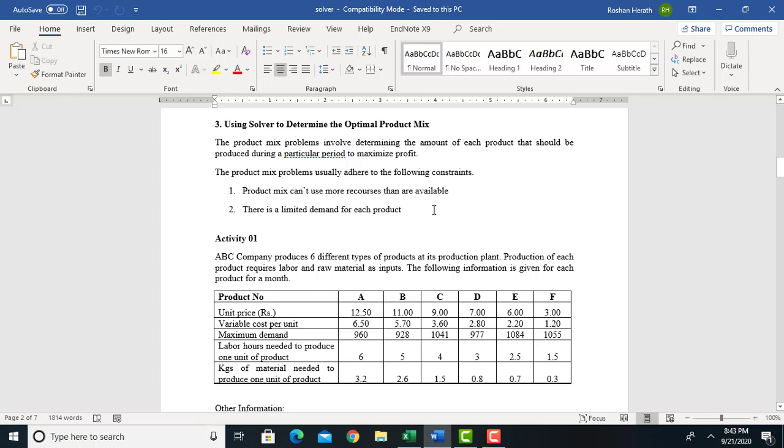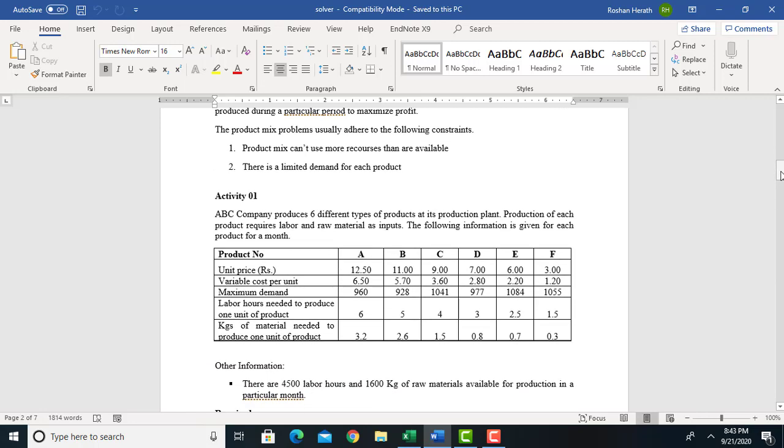Let's take it through an activity. Activity 1. The ABC company produces 6 different types of product at its production plant. The production of each product requires labor and raw materials as input. So they take two kinds of main resources, the labor and material. The following information is given for each product. So you are given the unit price, variable cost, maximum demand, labor hours needed to produce 1 unit, and the kilograms of materials.